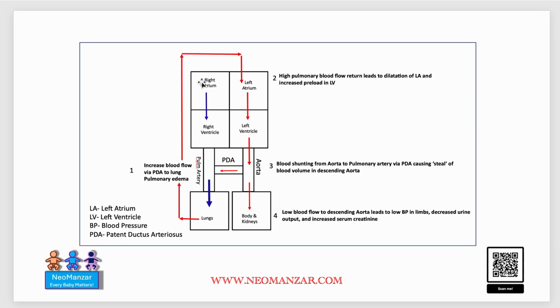And let's see the dynamics. We'll start here. The blood from the aorta goes to the PDA, goes to the lung, follows all that, and then the blood returns back to the left atrium, and then again it's pumped back. So the cycle just goes like this.